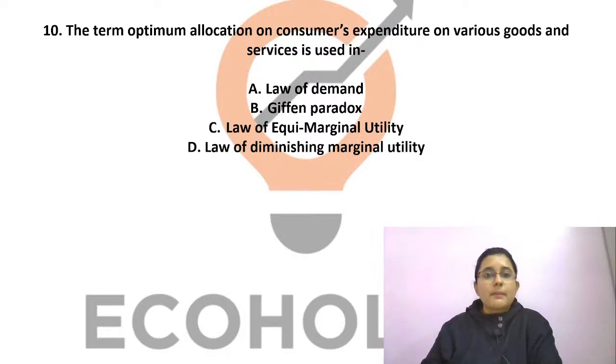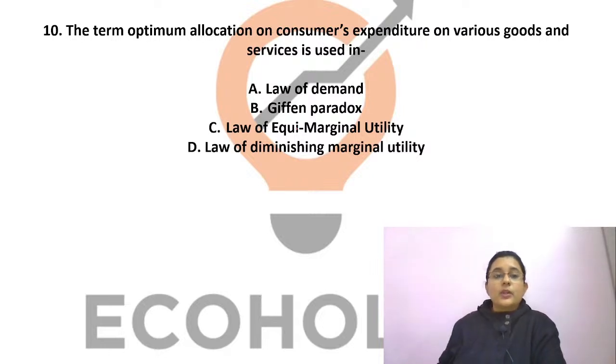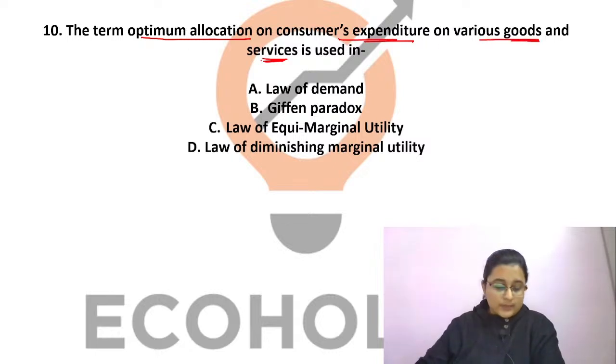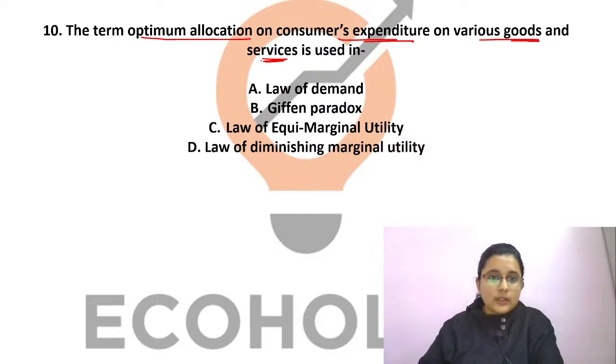The term optimum allocation of consumers' expenditure on various goods and services is used in law of demand, Giffen paradox, law of equi-marginal utility, or the diminishing marginal utility. What should be the right answer? We are talking about optimum allocation of consumers' expenditure on various goods and services. What is the term optimum allocation? What does the term optimum allocation tell us?